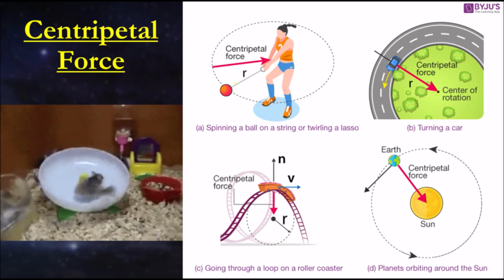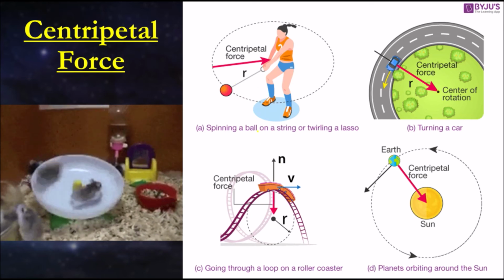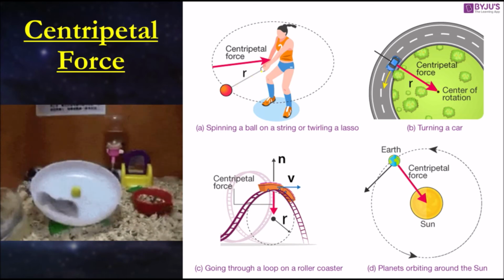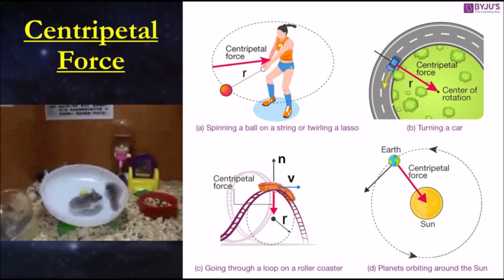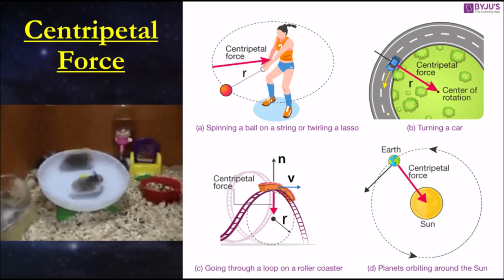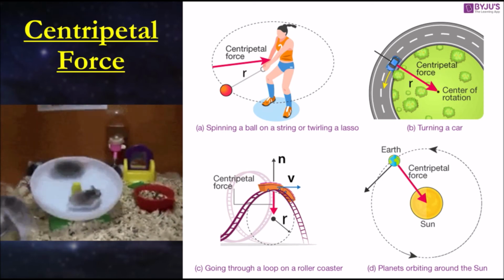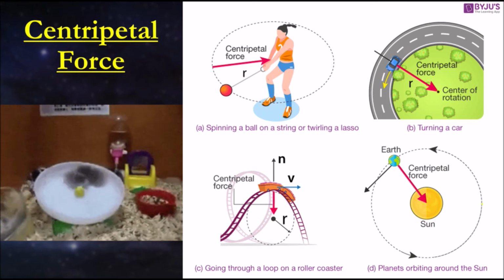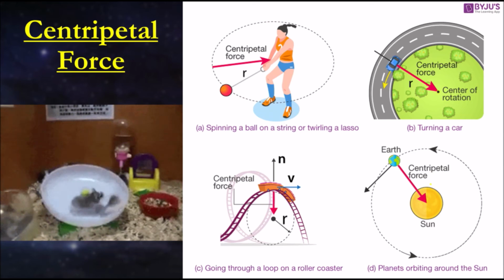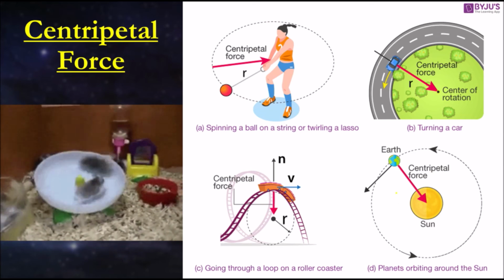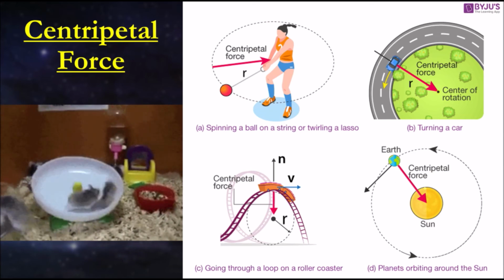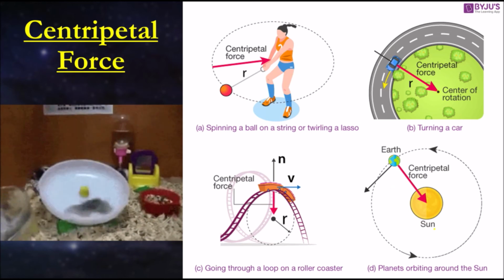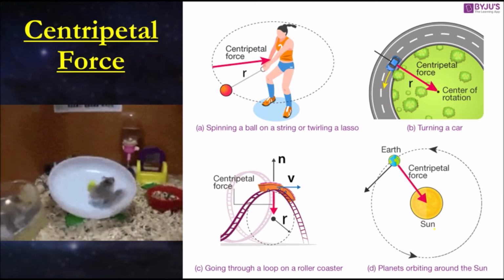If we have a person throwing the ball here attached to a string, the centripetal force is contributed by the tension in the string. If we're driving a car around a roundabout, the centripetal force is contributed by the friction force. And if the Earth is orbiting around the sun, the centripetal force causing this is the gravitational force from the sun. So you can see, again, like we said, centripetal force is a resultant force.